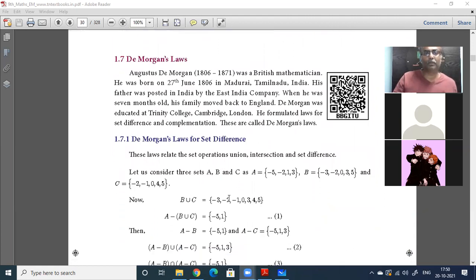Now let us go to something more interesting, and you have to think now. First time you have to think. Okay, De Morgan's laws. This guy was born in Tamil Nadu, in Madurai. He is a British mathematician, but he was born in Tamil Nadu. Very interesting.